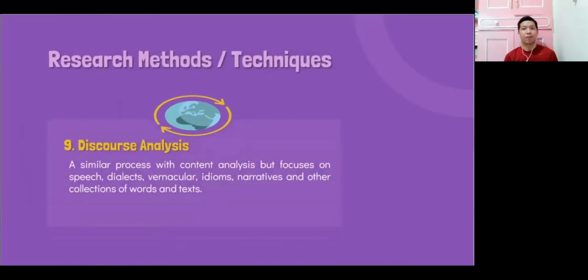So lastly, we have the discourse analysis. When we say discourse analysis, it is a similar process to content analysis, but it focuses on speech, dialects, vernacular, idioms, narratives, and other collections of words and texts.